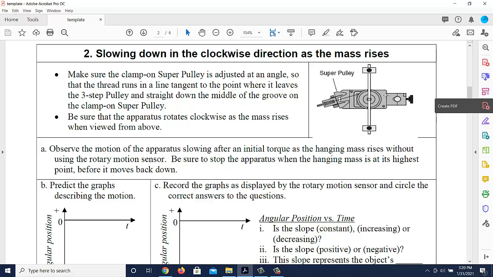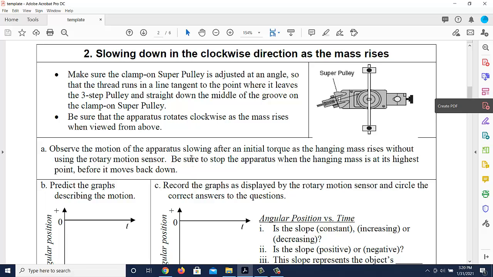Oh well. Okay, and that mass should rise, and then you don't want to whip it around so that it's going to smack into it at the top. I want it to smoothly slow to a stop. So ideally, before the mass hits the pulleys, it should stop. And in this case, it says stop the apparatus when the hanging mass is at its highest point. That's when it stops, before it moves back down. I only want the part of the motion where it's rising.